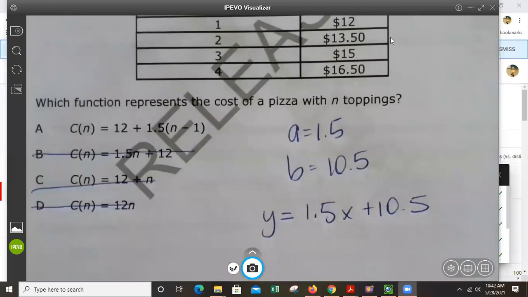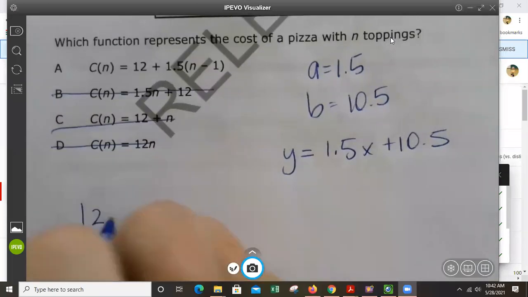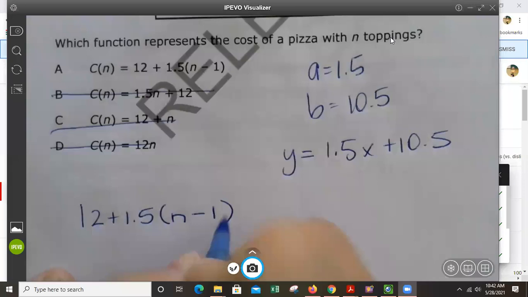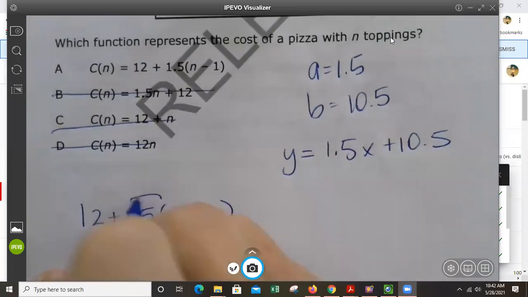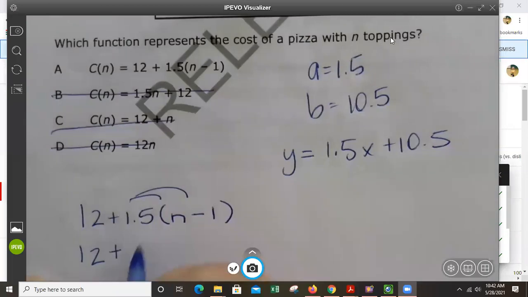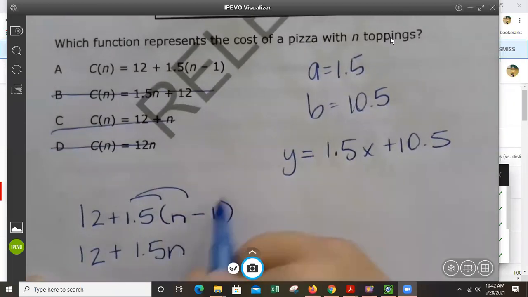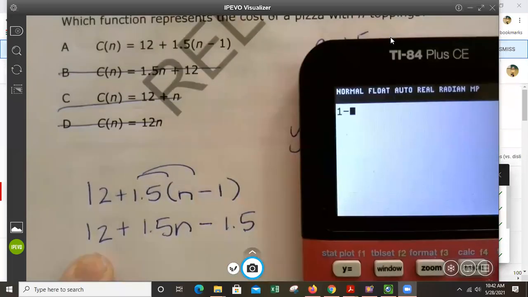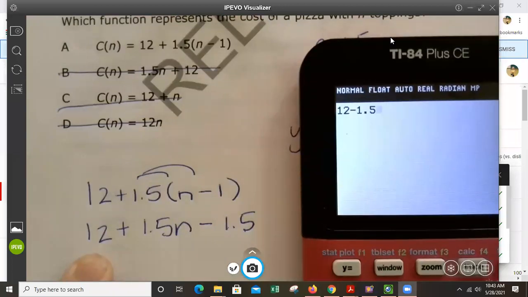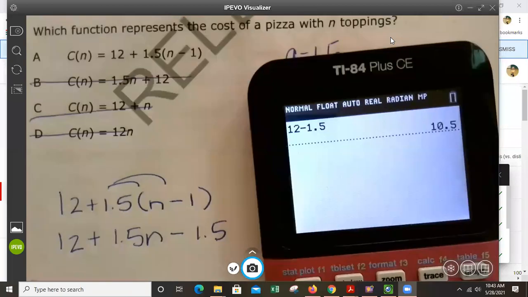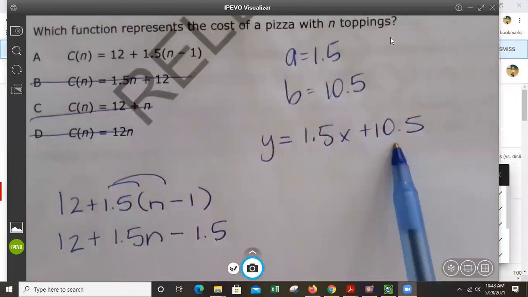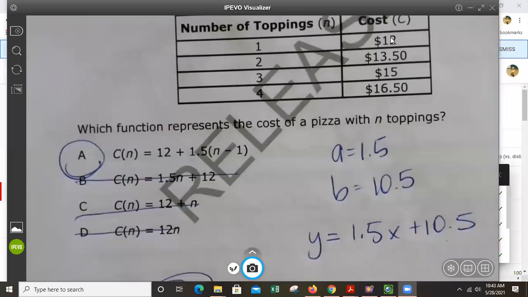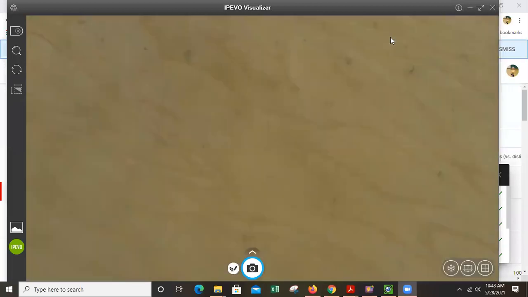If we look at A, let me show you why A is the correct answer. What do we do when we have parentheses like this? We distribute. So we get 12 plus 1.5 n, and 1.5 times negative 1 is negative 1.5. And then we can do 12 minus 1.5, and what do we get? 10.5, which is exactly what we should have here. Does everybody see that? So just because it looks weird doesn't mean it's not the right answer. Got it? All right, so that's where they try to trick you on that one. Skip that one.